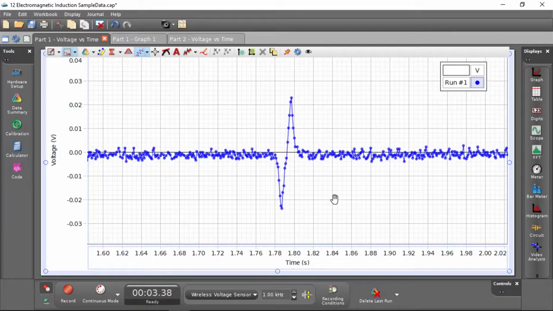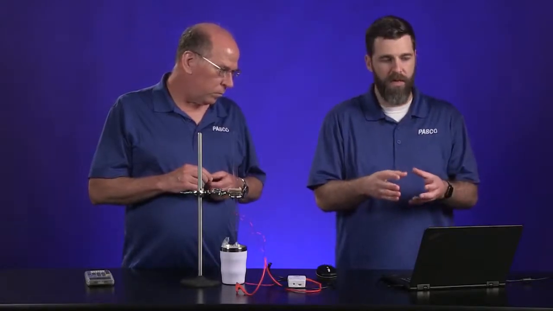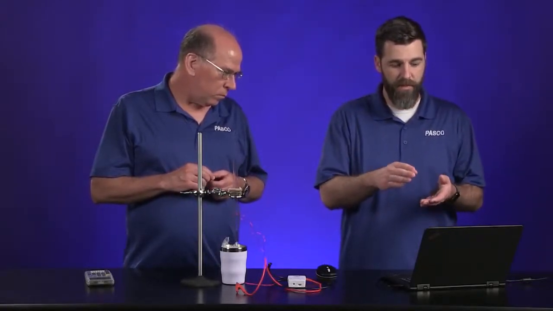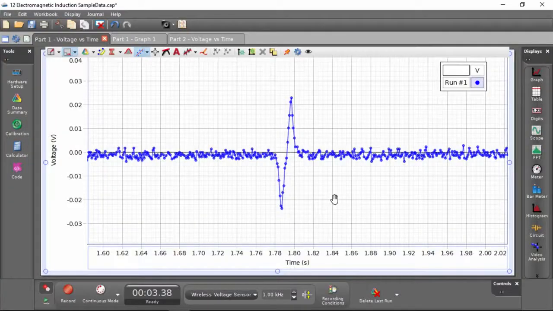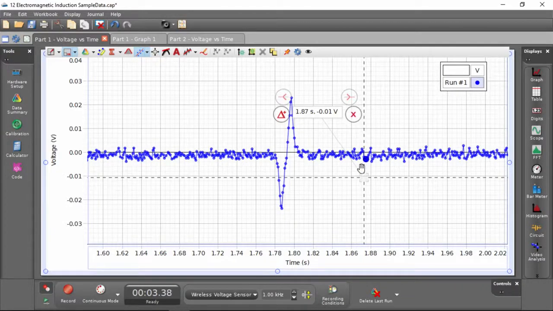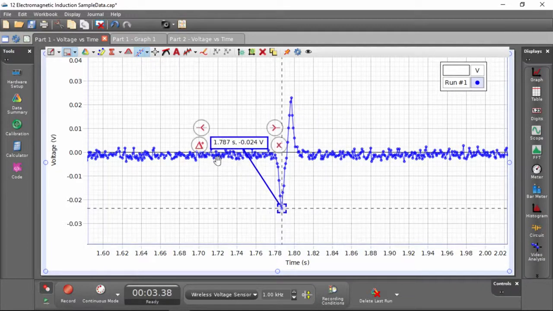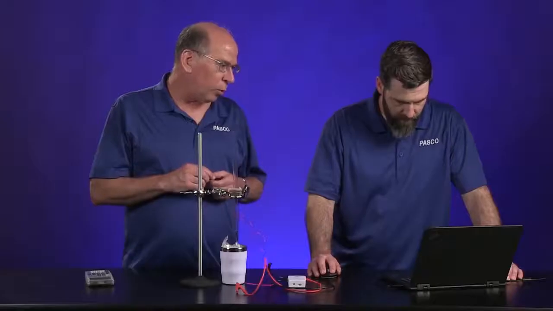Okay, and I think in this experiment, we're going to want to figure out what the maximum voltage is as it goes through, whether it's negative or positive, and we want the absolute value of that, right? Yeah, just take the magnitude of it. The magnitude. So it's like 0.02 something. But these are really tiny numbers. It'd probably be a good idea to do multiple trials.